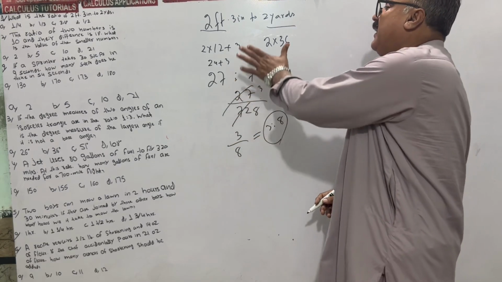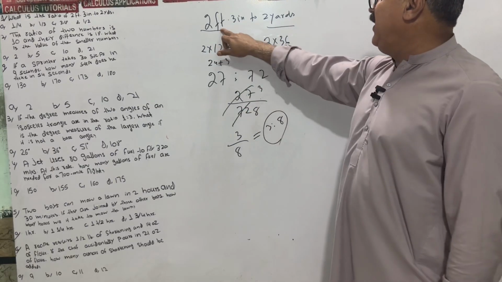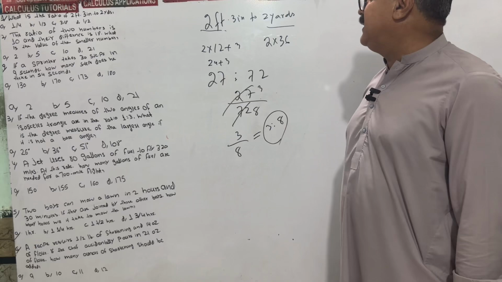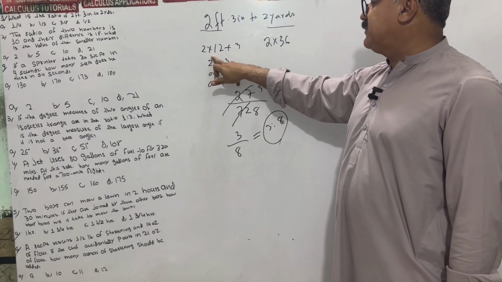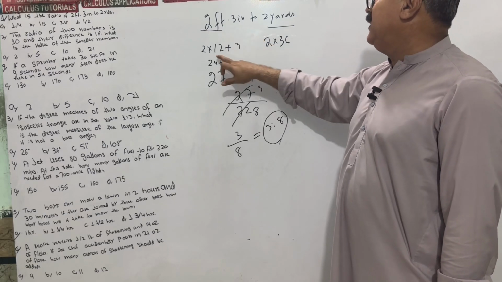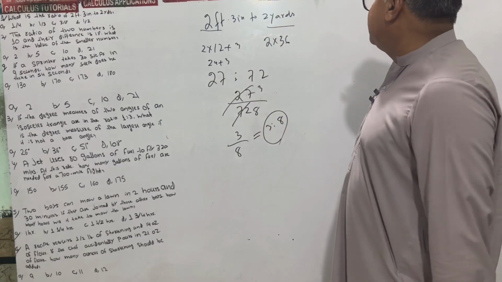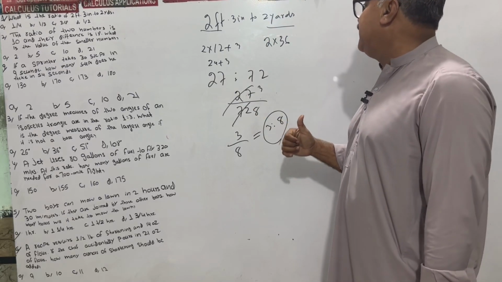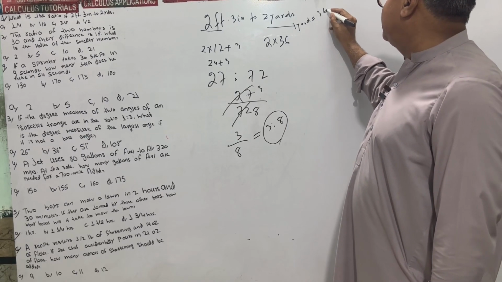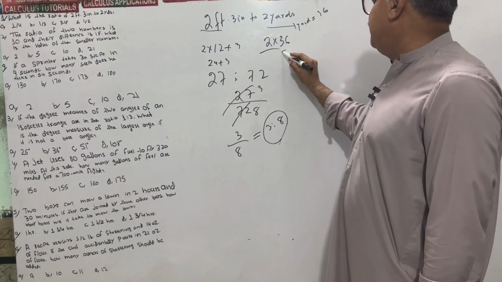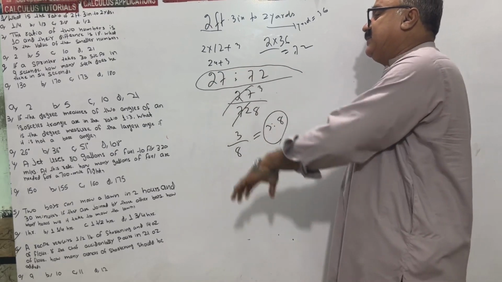Look at this. What is the trick behind this question? Their units must be parallel, the same unit: feet, inch, yard. Let's convert them into inches. Each foot consists of 12 inches. 2 times 12 is 24, and there are 3 inches as well, so 24 plus 3 is 27 inches. Each yard is equal to 36 inches, so 2 yards mean 2 times 36, which becomes 72. Then we have to find the required ratio, 27 to 72.